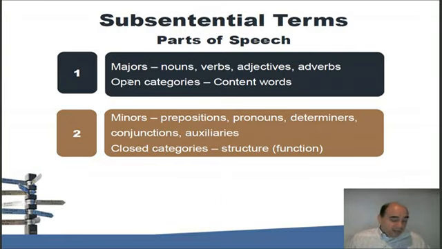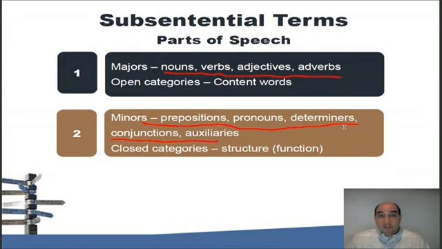You guys normally, I would assume you know all these major parts of speech, the noun, verb, adjective, and adverb. You probably know these other elements: prepositions, pronouns, determiners, conjunctions, and auxiliaries. Determiners, for those you don't know, are basically articles and maybe possessive pronouns. We'll look at determiners later, but that's basically what those are.